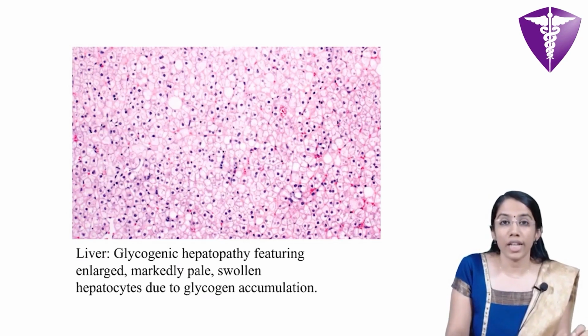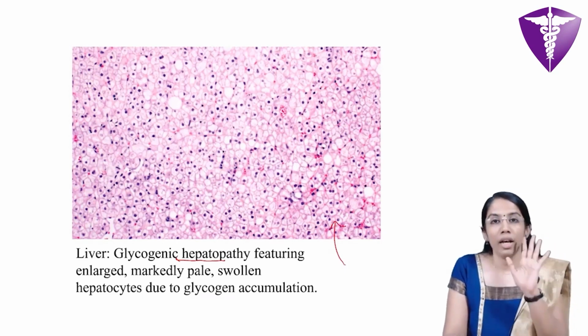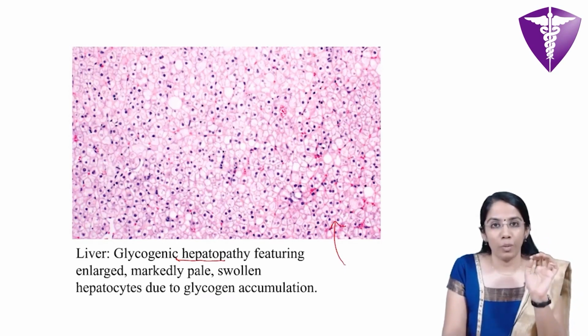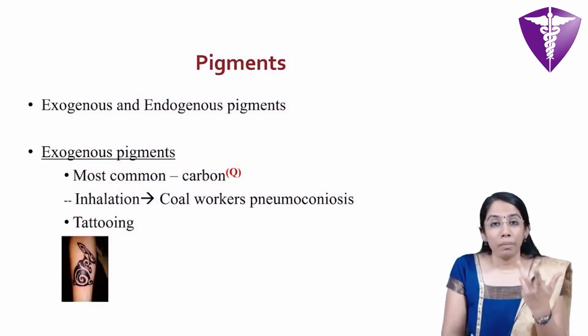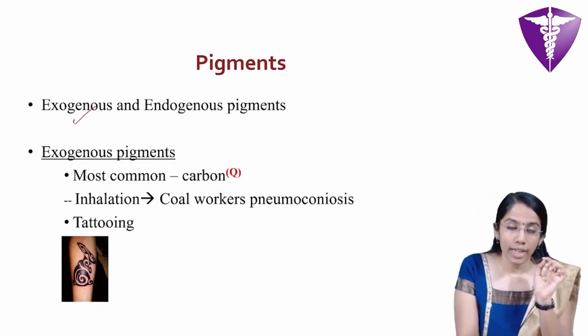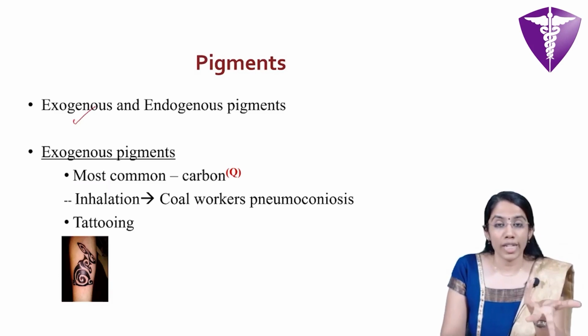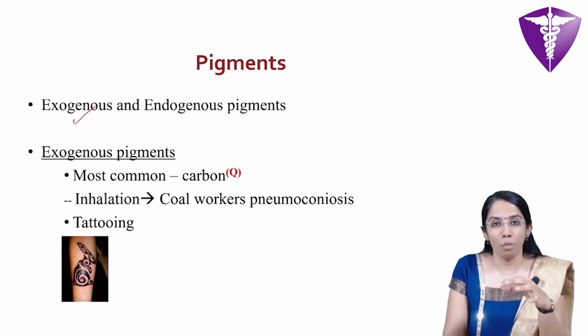So this is a case of glycogenic hepatopathy in which the hepatocytes appear pale because of glycogen accumulation. Next is pigments. What are pigments? Pigments are actually colored substances. These can be either exogenous, that is produced outside the body and getting in, or endogenous. Endogenous is synthesized within the body.